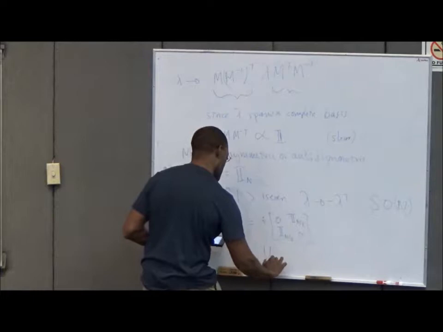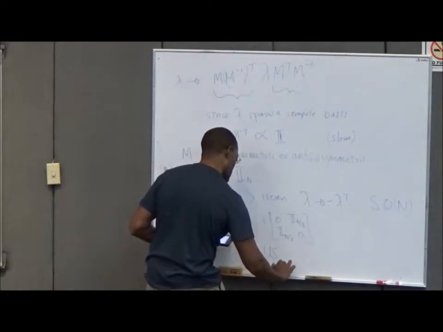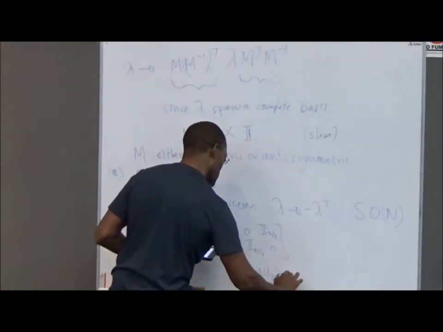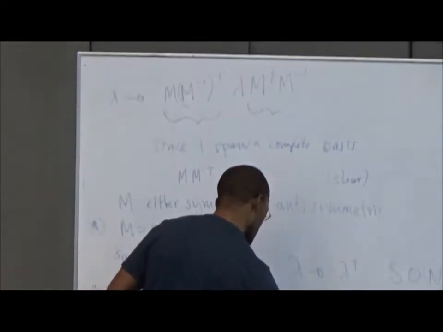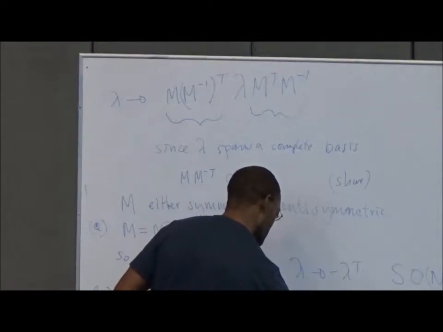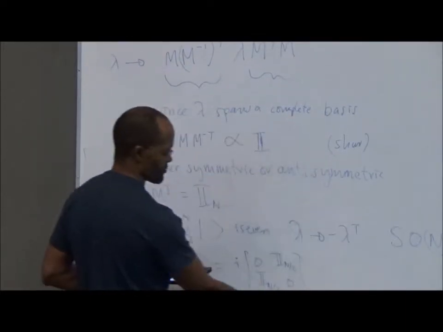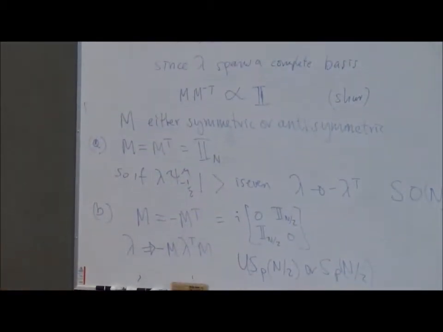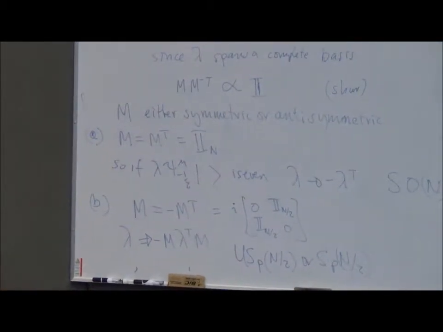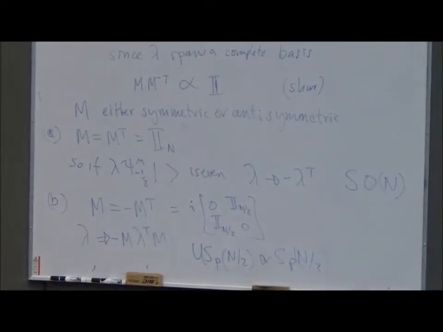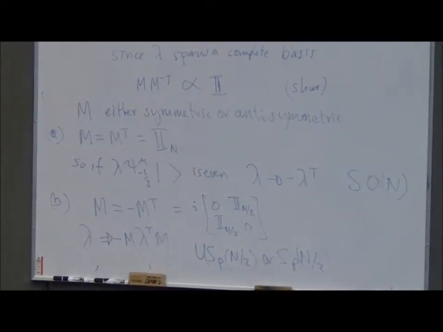And what we end up with then, depending upon which notation you want to use, we end up with either USp(n/2) or Sp(n/2). It's just that some people use the U, some people don't. I guess I'm using the notation there where USp(2) is SU(2).